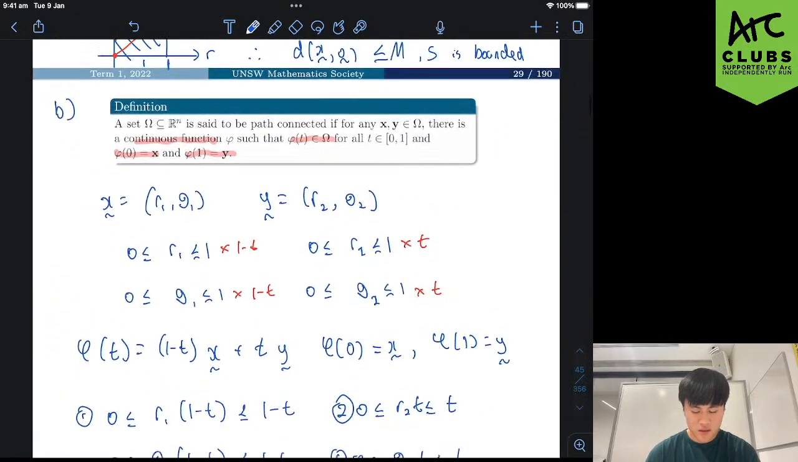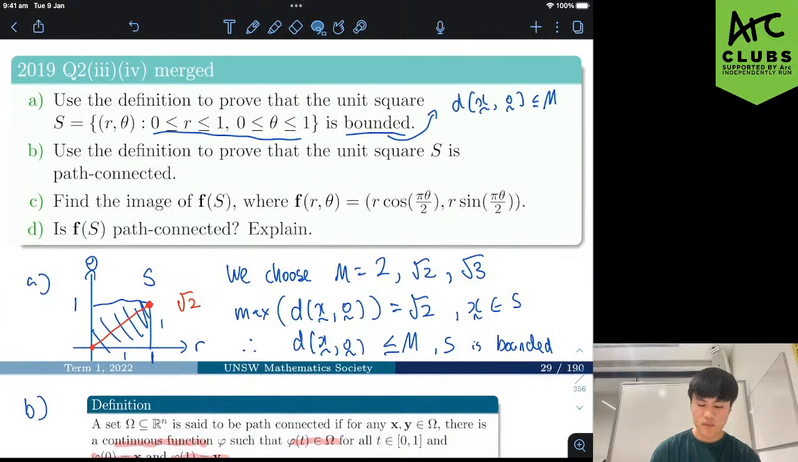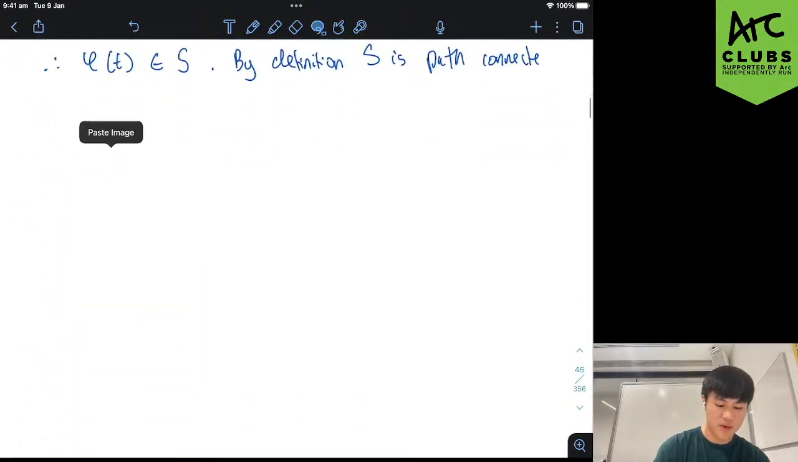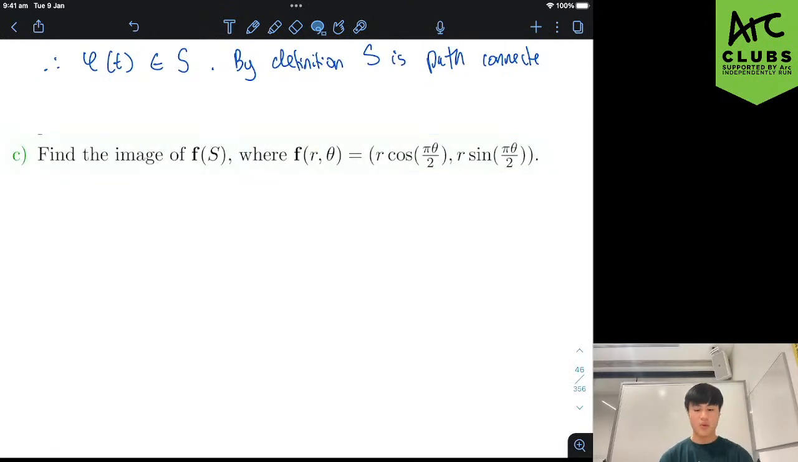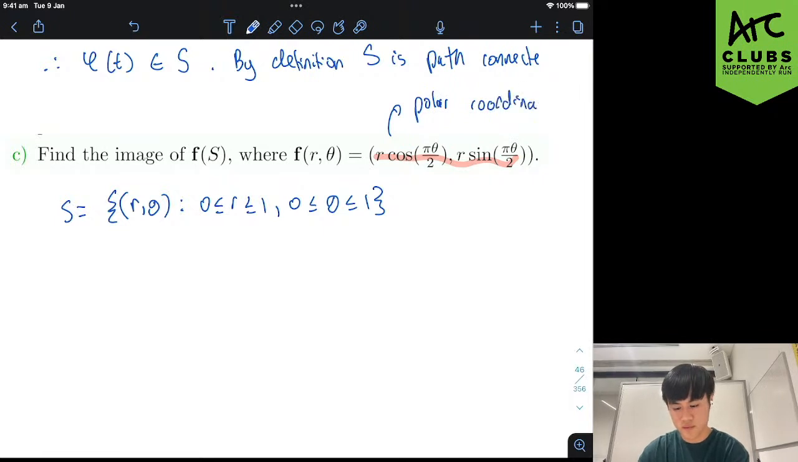Looking at part C now. Part C is: you want to find the image of S, where the image is f of S, where f equals this function here. Let's paste this down here. We want to find the image of this, and just remember S was the unit square. When you look at f, hopefully that rings a bell that this is very similar to polar coordinates, and actually just is. So it should remind you of polar coordinates, and intuitively that means it should become a circle. Let's prove this mathematically.